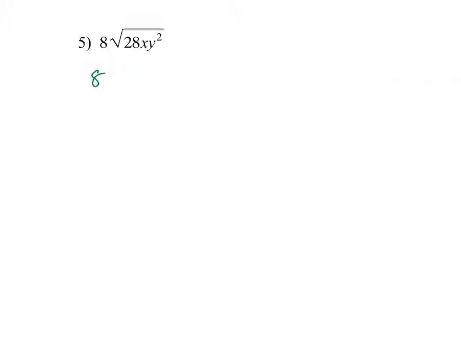Next one, this is 8 square root. We know that this is 4 times 7, x, y squared, right? Now, so I have 8 times 2. The 2 comes from the square root of 4. X, the exponent of x is less than the index, and the exponent of y is 2, so the square root of y squared is going to be the absolute value of y.